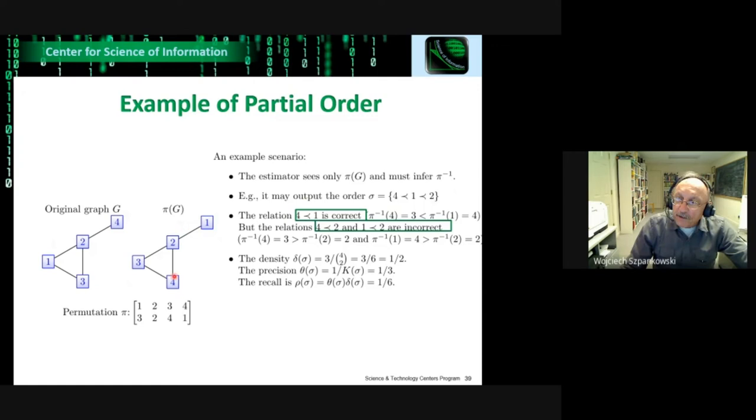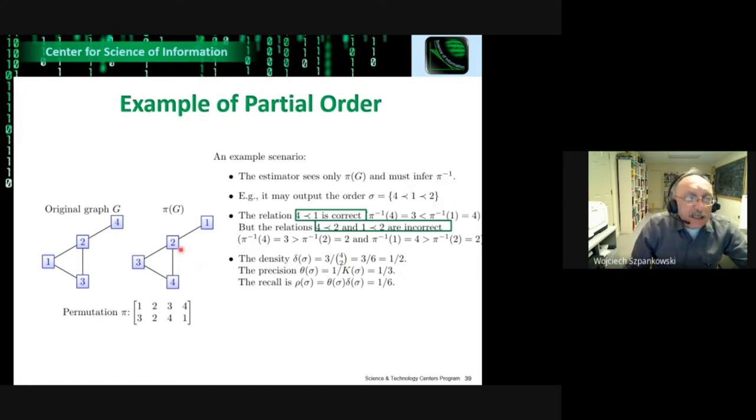Now, four indeed arrived before three because three is before four. But four and two is not good, and one and two is not good, because you see it here on the original graph. So out of three possible pairs, 4-1, 4-2, 1-2, only 4-1 is correct. So I would say that the precision of this partial order, if the algorithm returns it to me, is 1 over 3, 33%.